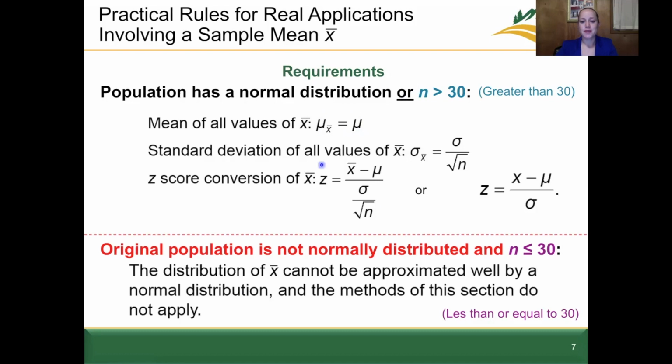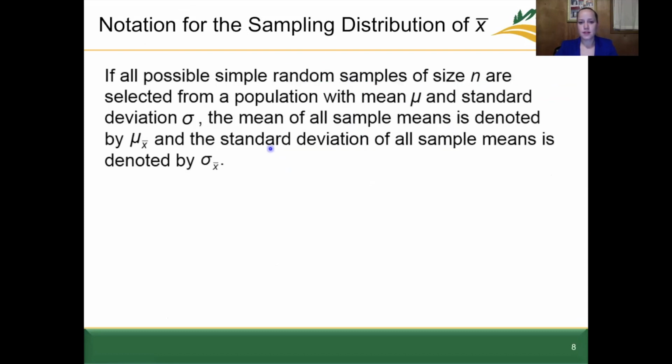Next, we're going to talk more about all this notation here. Given our requirements in order to use the central limit theorem, if all possible simple random samples of size n are selected from a population, where that population has a mean of mu and a standard deviation of sigma, then the mean of all sample means is denoted as mu subscript x bar, and the standard deviation of all sample means is denoted as sigma subscript x bar.